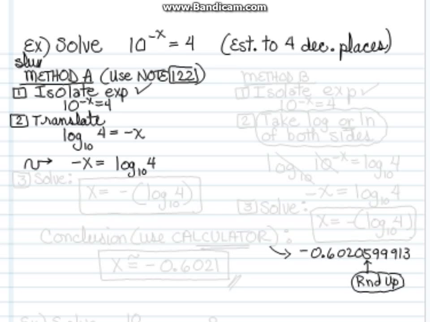And now, step 3, we solve for x. And we're almost there now. All we need to do is divide both sides by negative 1, and we'll get x equals negative parenthesis log base 10 of the number 4.